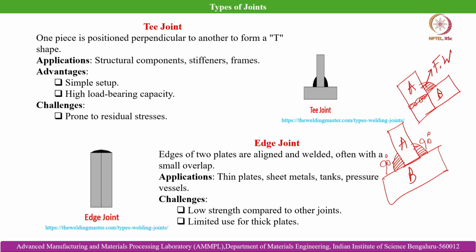And then the case of edge joint. This is a typical example of edge joint, when the edges of two plates are aligned and welded, often with a small overlap. The applications are thin plates, sheet metals, tanks, pressure vessels, etc. The challenges in case of edge joint are that it has low strength compared to other joints and limited use for thick plates.